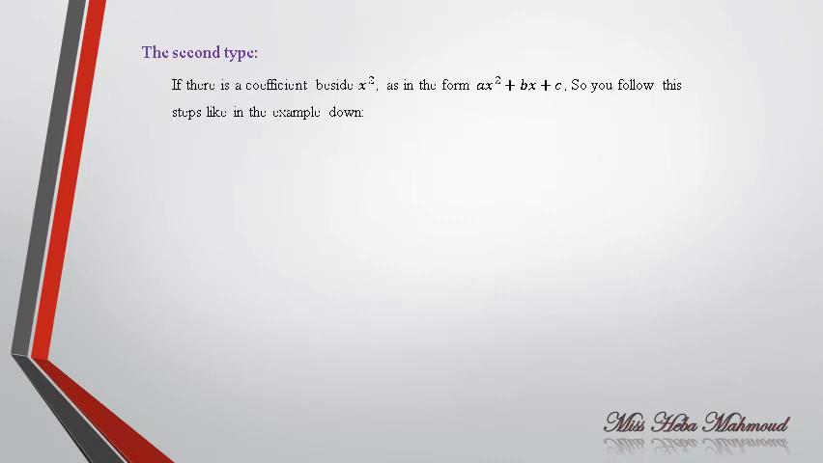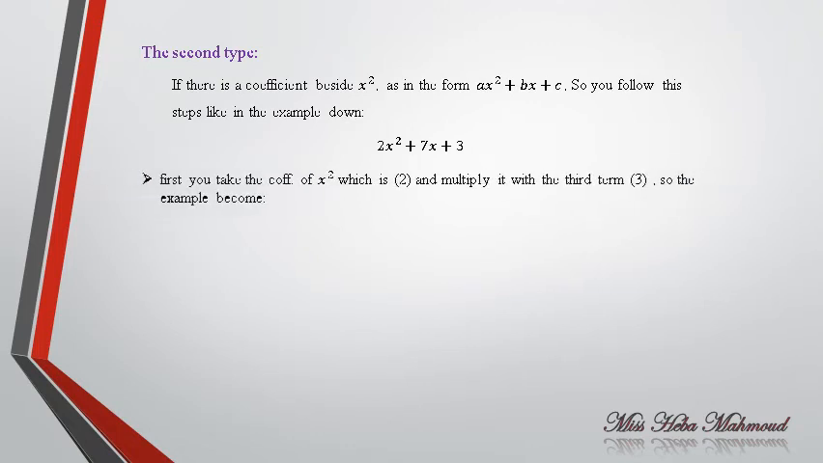The second type of this factorization is that you have a coefficient of x power 2, or a coefficient beside x power 2. The coefficient here means that you have a number beside x power 2. For example, 2x power 2 plus 7x plus 3. How can we find the factorization for this example? First, you take this coefficient, which is 2, and multiply it with the third term, which is 3. So the expression will be x power 2 plus 7x plus 6, because 2 times 3 is 6. So we convert this example to the example that we took before.